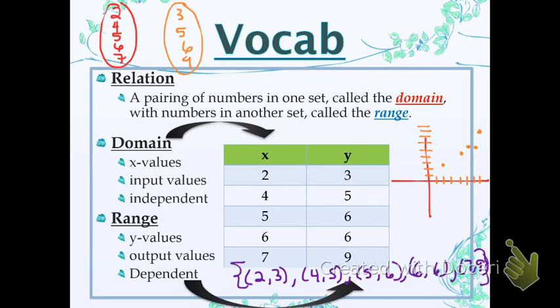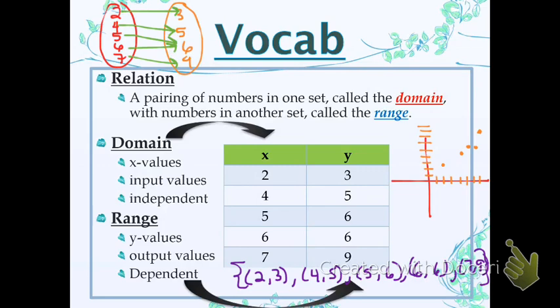And then you draw arrows showing which ones go together. So the ordered pair 2, 3, you'd connect with an arrow. 4, 5, 5, 6, 6, 6, so you just have two arrows going to the 6 rather than writing it twice, and then 7, 9. So those are all different ways to show that same data, but it doesn't change the domain and range.